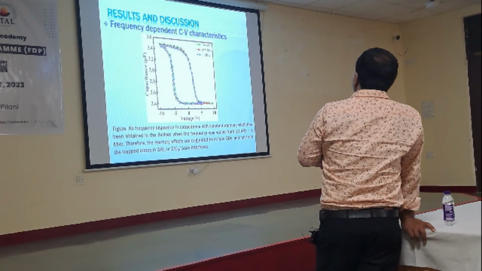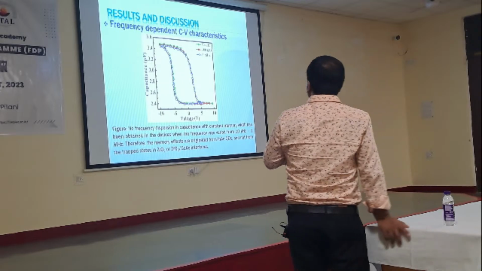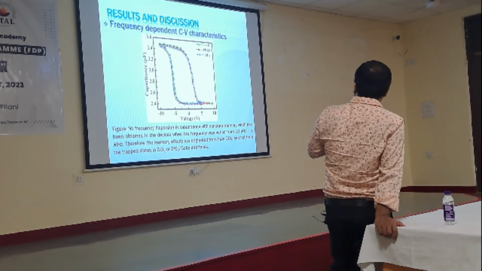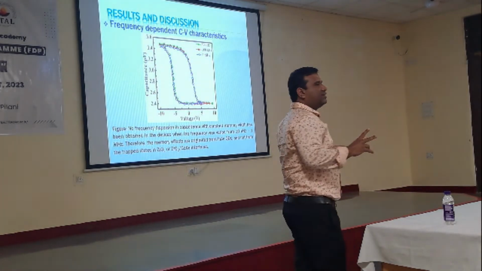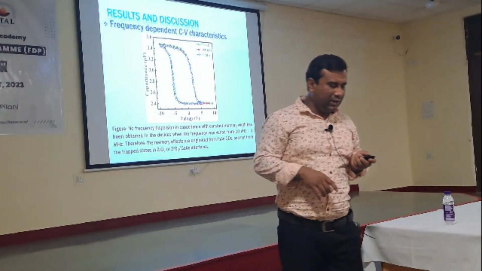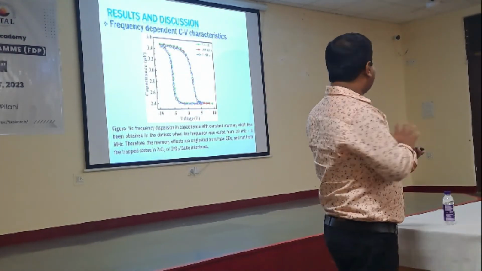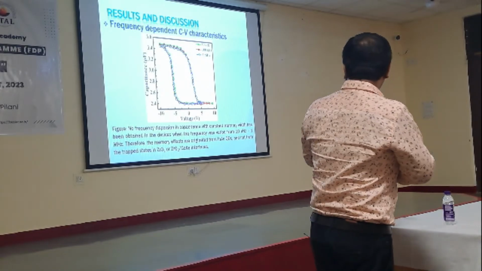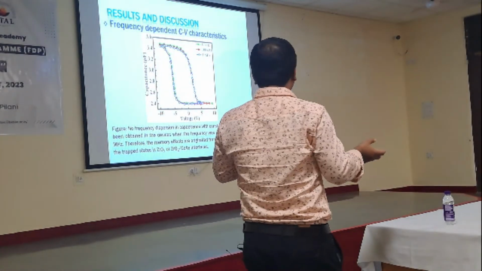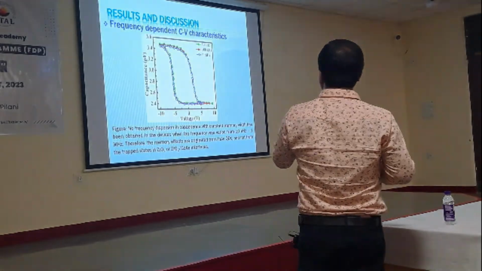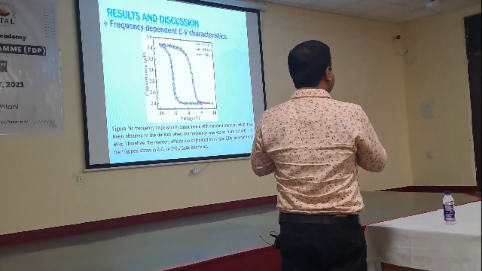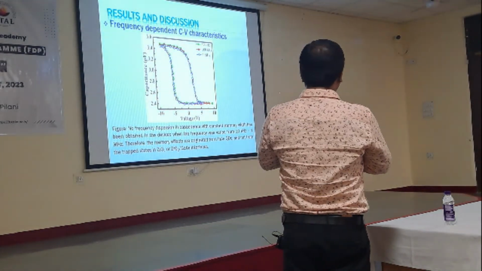Now this is the frequency dependent CV characteristics. Why is this important? I told you two things are responsible for storing the charges: one is your indium phosphide quantum dot, and the other is your interface trap charge density. So you have to confirm whether the effect of this charge storage is caused by your quantum dot or by the interface trap charge density.